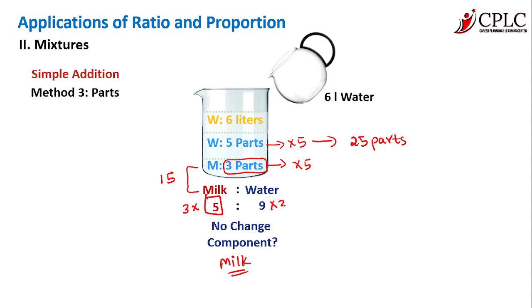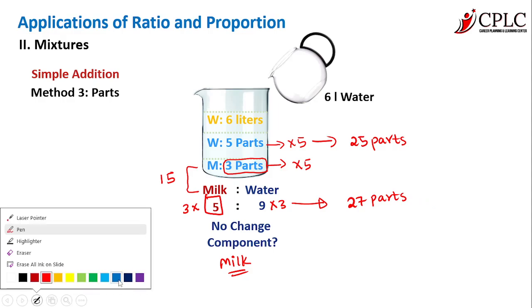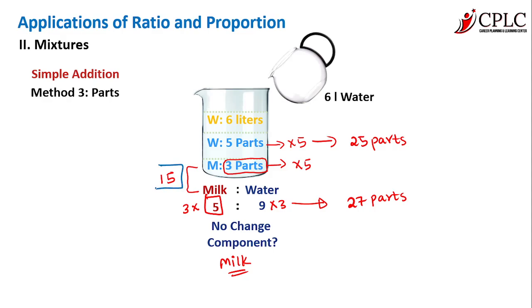That means we'll have to also multiply the water component by 3, because we have to keep their ratio the same, 5 is to 9. So the milk again becomes 15, the same as the old value, but the water in the new scenario becomes 9 threes are 27 parts. Now, the milk has become equal, but you will observe that the water part has in fact changed, and we can say that it has increased by 2 parts.